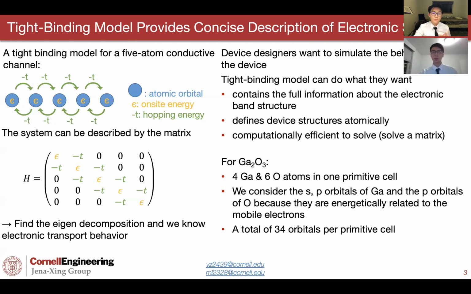And just to give you some specific numbers for gallium oxide, we have 4 gallium and 6 oxygen atoms in one primitive cell. We only consider the s and p orbitals of gallium and the p orbitals of oxygen because they are energetically most related to mobile electrons in the conduction band. And in total, we have 34 orbitals per unit cell.